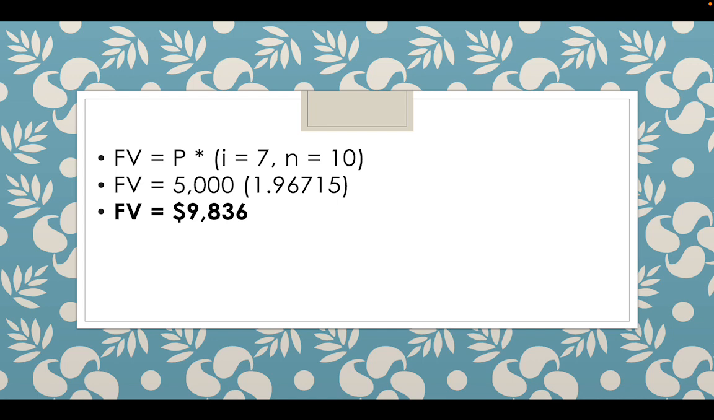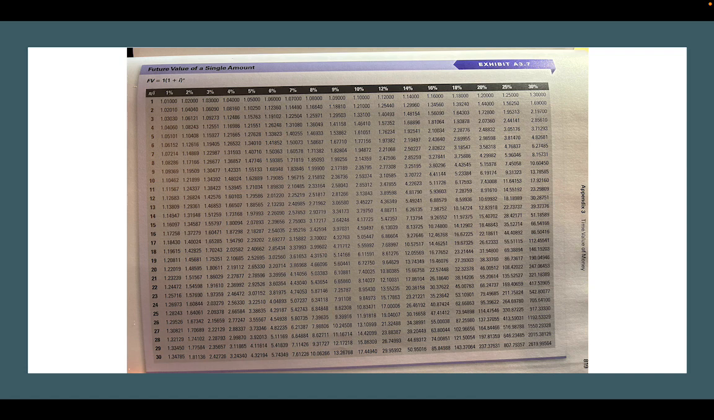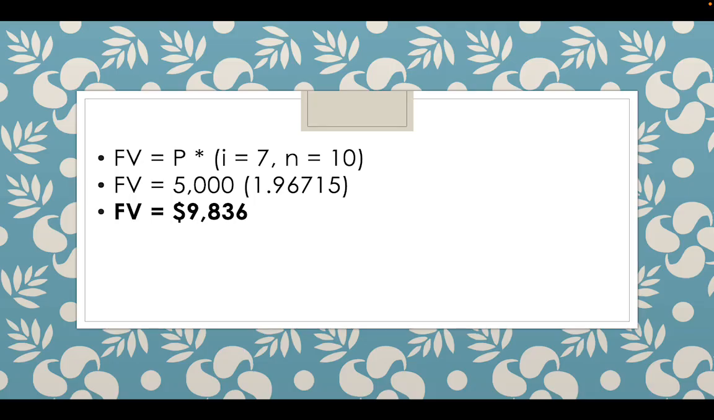And in that table, we would need I equals 7 for the interest rate and N equals 10 because it was 7% for 10 years. So if you come back to this table, you may not be able to see it very well, but if you open up the PDF file where you can zoom in on it, you could see it. 7% for 10 years is a factor of 1.96715. So I'd simply take that and multiply it by the 5,000, and that would give me the future value of, it's rounded here, but $9,836.